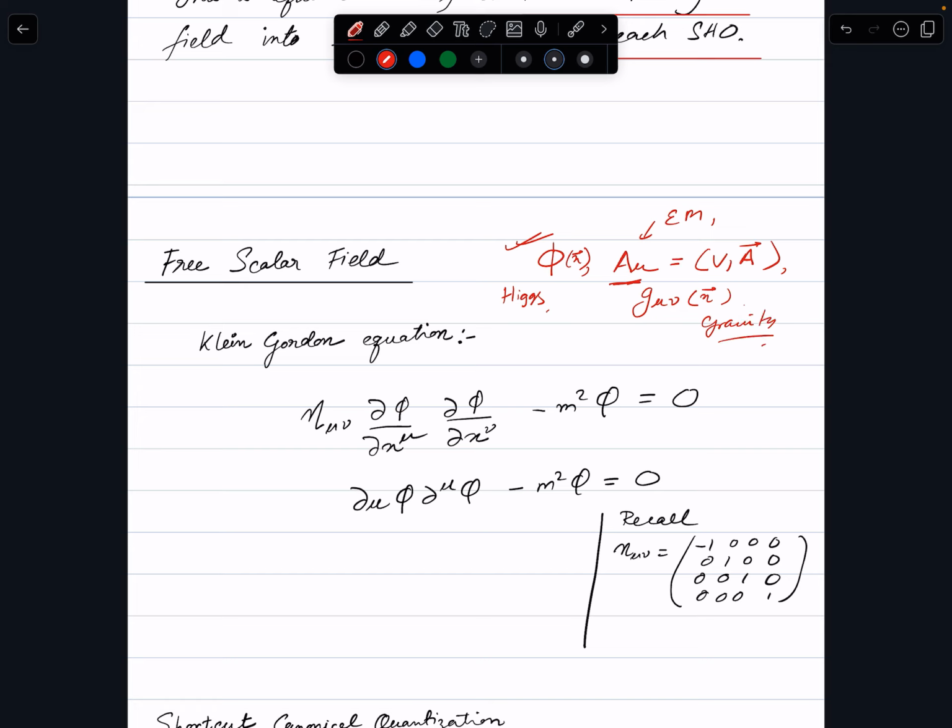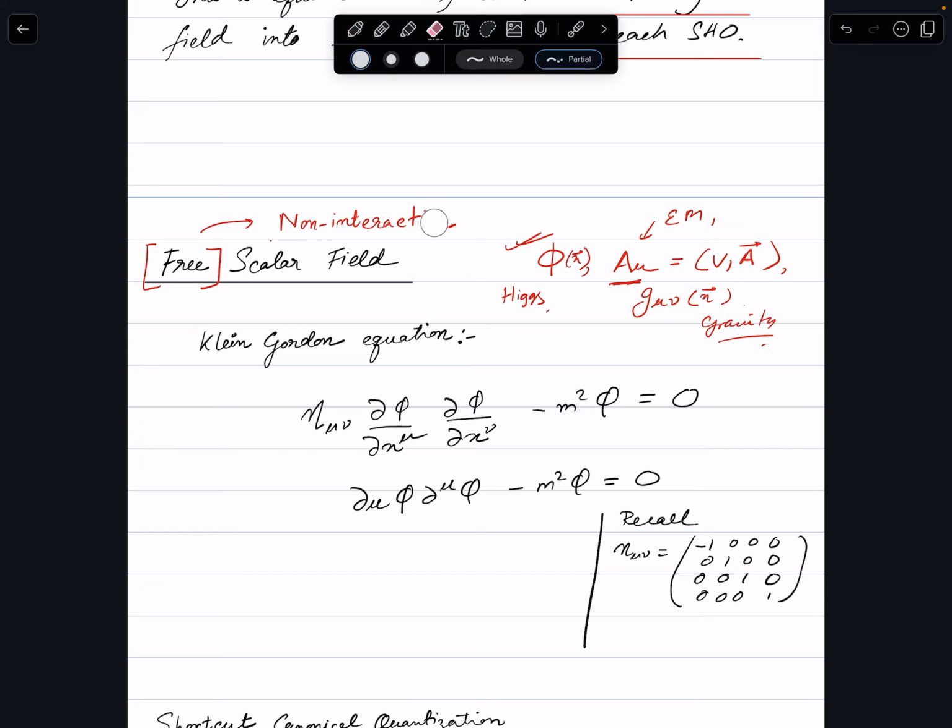So we take this, and we have this word here, free. What does free mean? Free means non-interacting. So the simplest thing that we will start with is one where there is no interaction. And then later we will try to understand interactions.